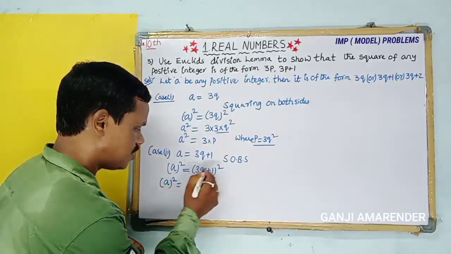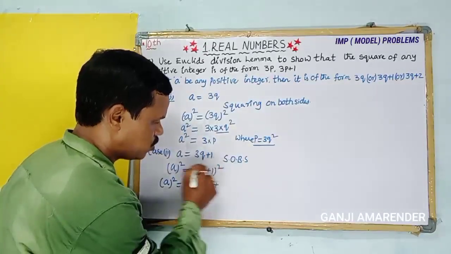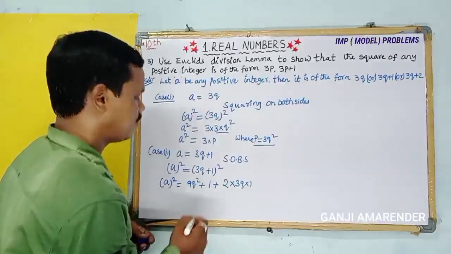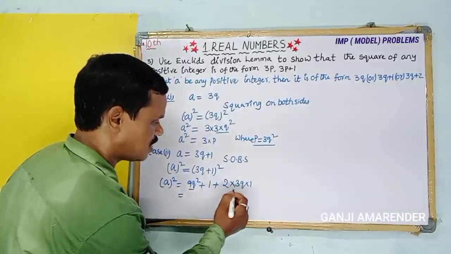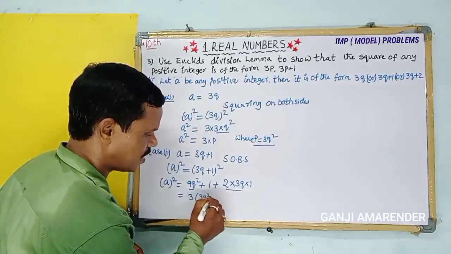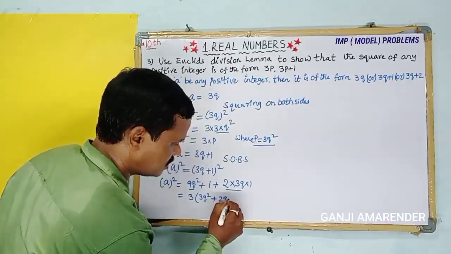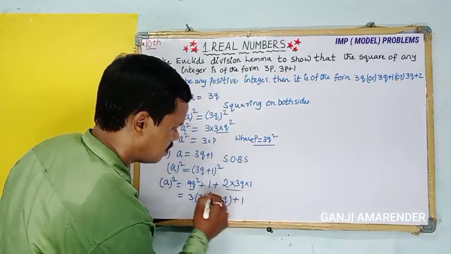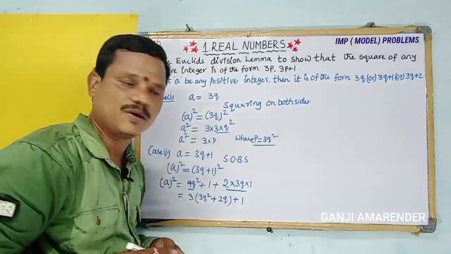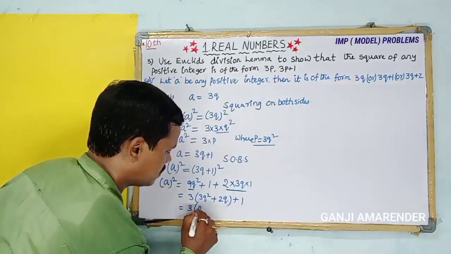a square is equal to 3q square means 9q square plus 1 square means 1, plus 2ab means 2 into 3 into q into 1. Okay, now from first term and last term 3 taken as common. 9q square means this is 3q square plus 2 into 3 into q. 3 taken as common. What is remaining? This is 2q remaining plus 1 value. Now 3 into this value is p plus 1.